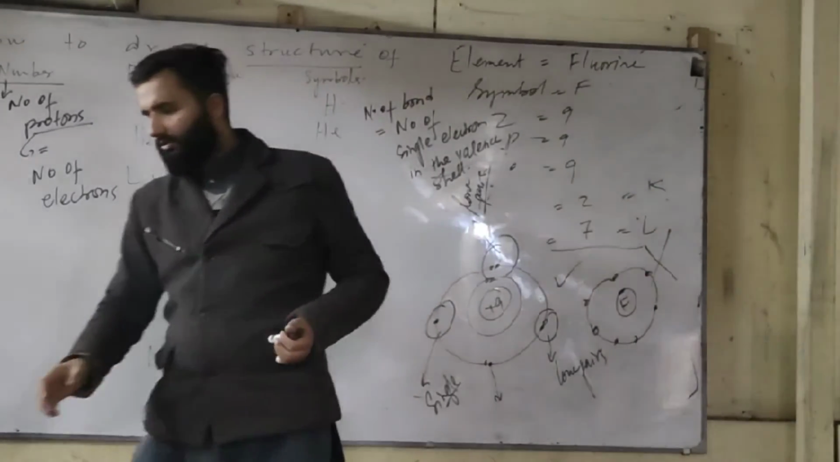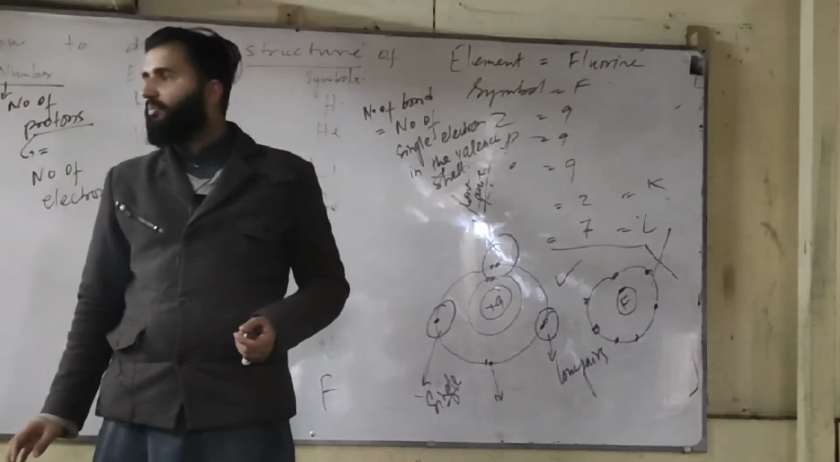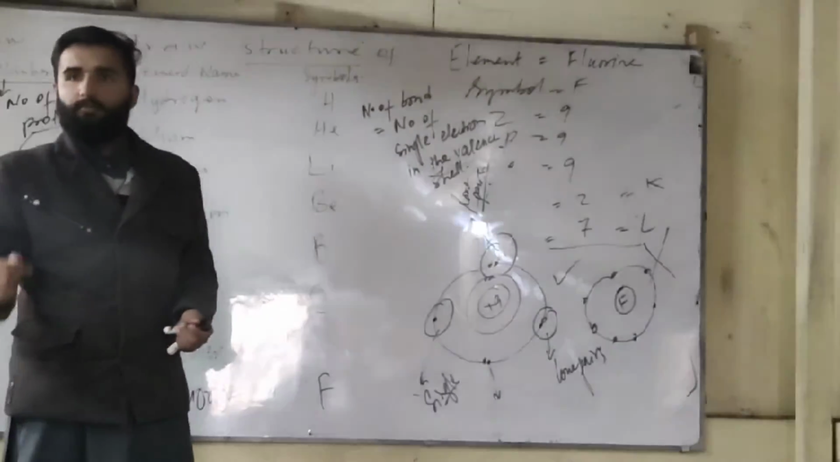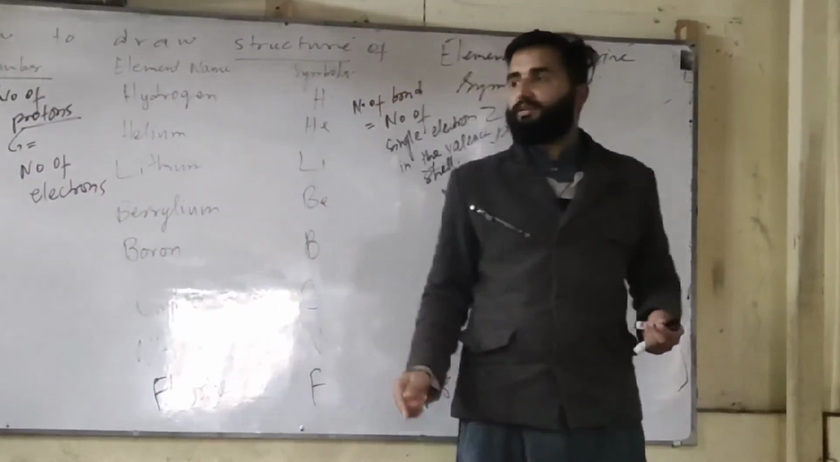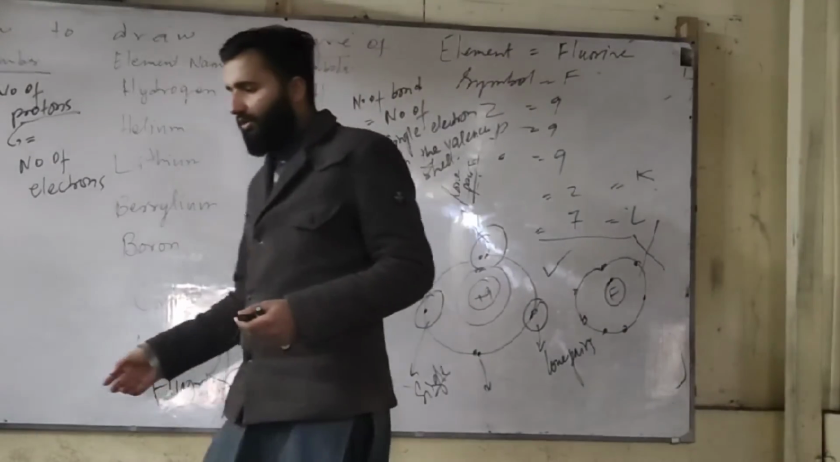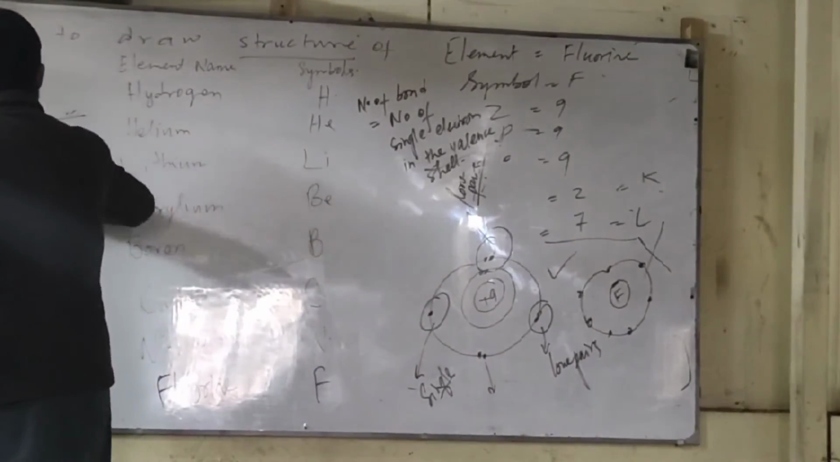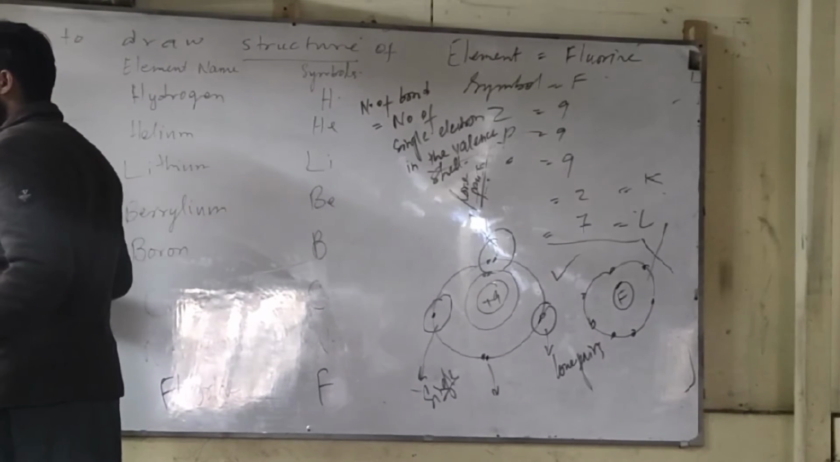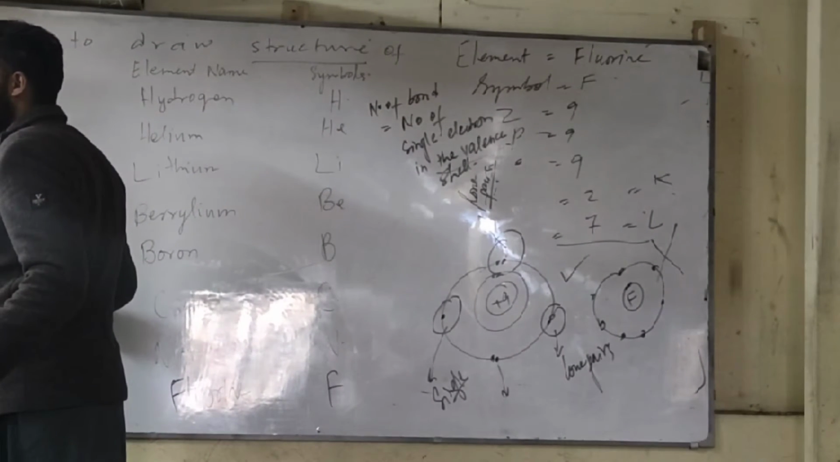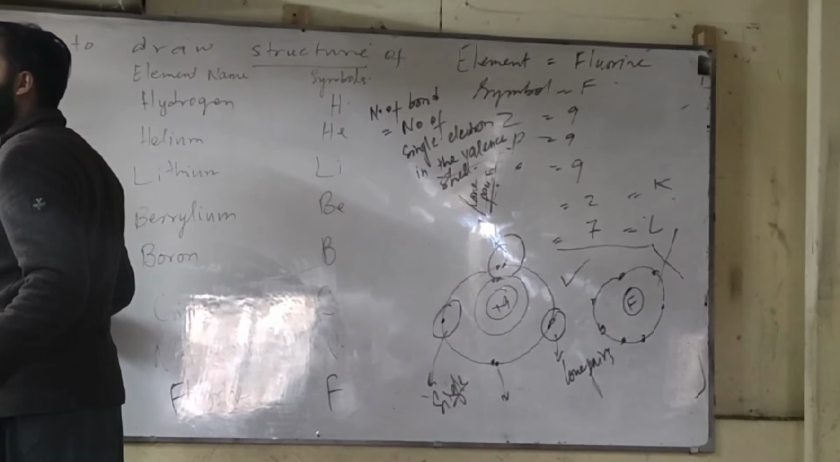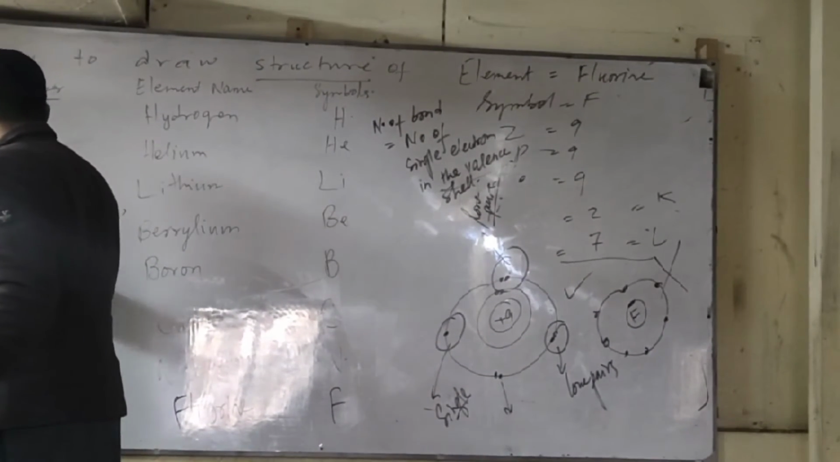So you have to memorize atomic structure and atomic numbers from 1 to 20. I am going to write the names of other elements and their atomic numbers here on the whiteboard. Okay, I am sending it now, okay.